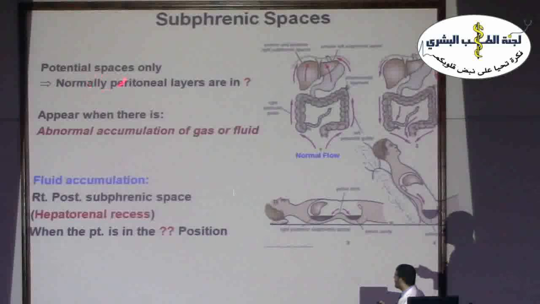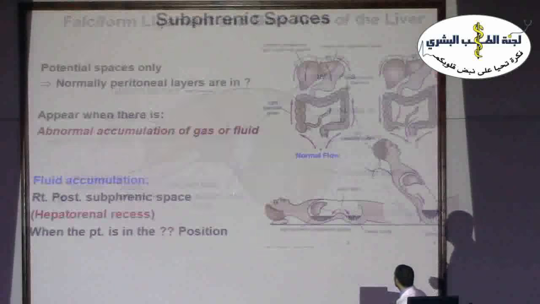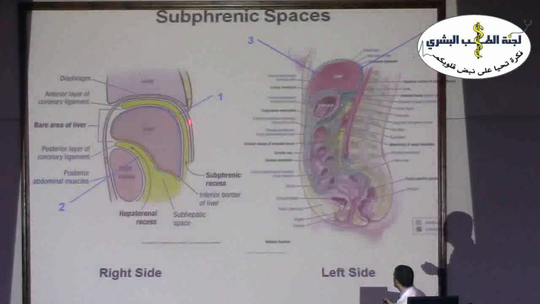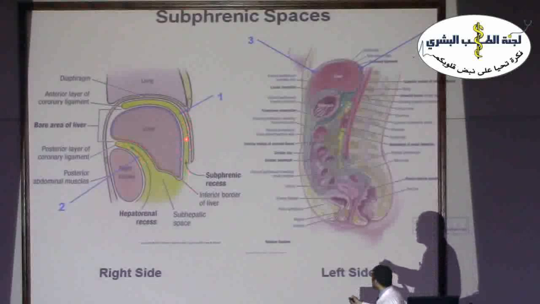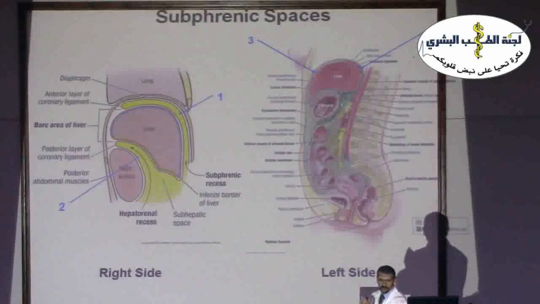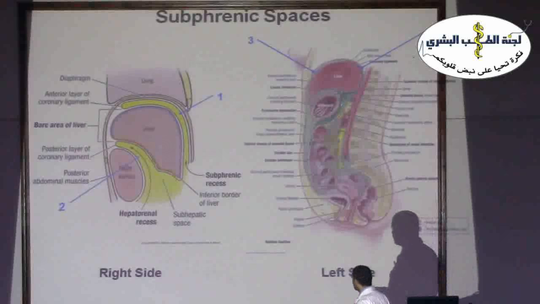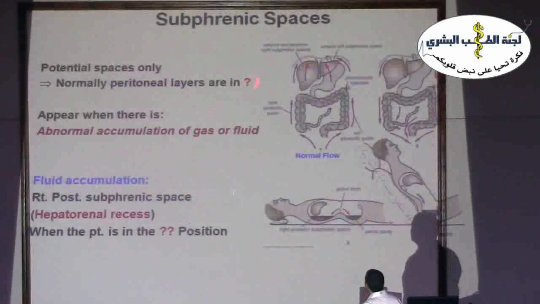What do we mean by potential spaces? Normally the 2 peritoneal layers, the parietal one and the visceral one, are usually in close proximity to each other. This space or this recess is nothing more than 1 to 2 millimeters only. So it's very, very narrow. So the 2 layers are in close proximity to each other. So they are potential spaces.